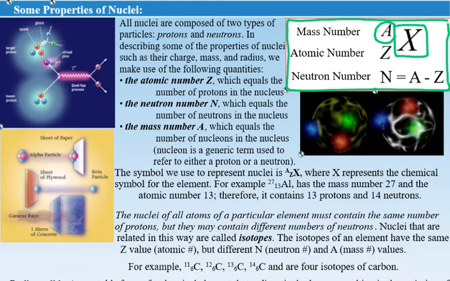And then there is atomic number Z, and this number represents the number of protons. So if A is the number of protons and neutrons, or the number of all nucleons, and the Z number is the number of the protons only, then if you subtract Z from A, you get the number of the neutrons.